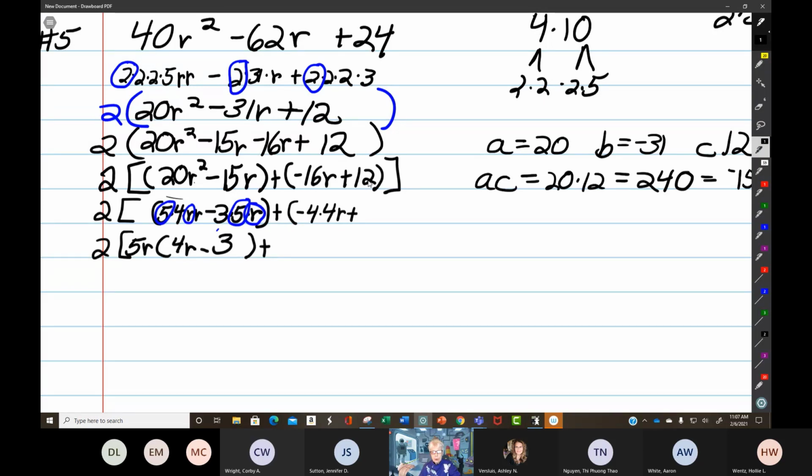So I have to change 12 to negative 4 times negative 3. Because negative 4 times negative 3 is positive 12, but that gives me the negative 4 that I have to pull out because my leading term is negative. So let me take care of that now. I've got negative 4, and I've got negative 4. That's going to be the GCF of the second set of parentheses, which I didn't close.